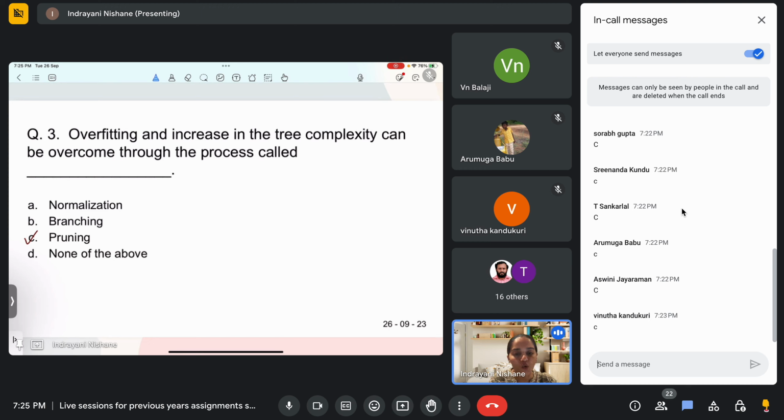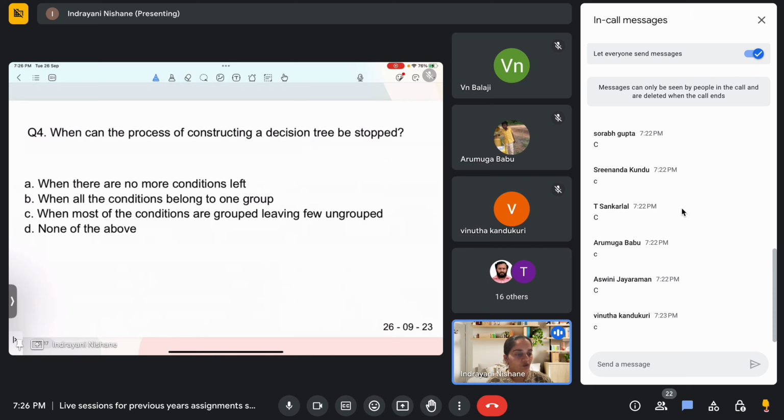least significant nodes from that particular tree, which will not give us much information regarding the classification. So we will remove such nodes from the tree, and we'll try to reduce the complexity of decision making for a particular tree. As the name suggests, this pruning will help us in avoiding the overfitting of the test data also. Yeah. So moving on to question 4, when can the process of constructing a decision tree be stopped?